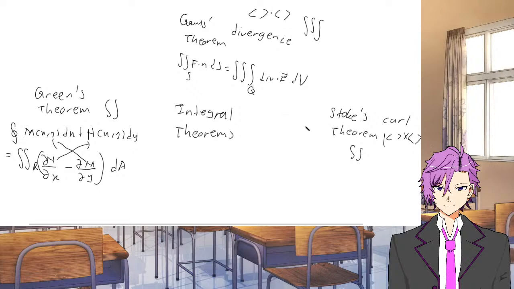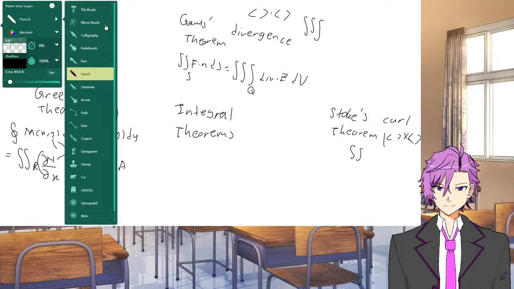Next would be the Stokes curl theorem, the Stokes theorem. Stokes theorem comes from a line integral, if I remember correctly. So from the line integral, we'll get an eraser.